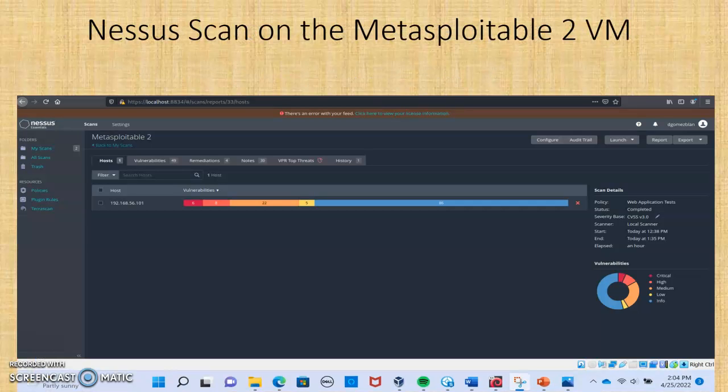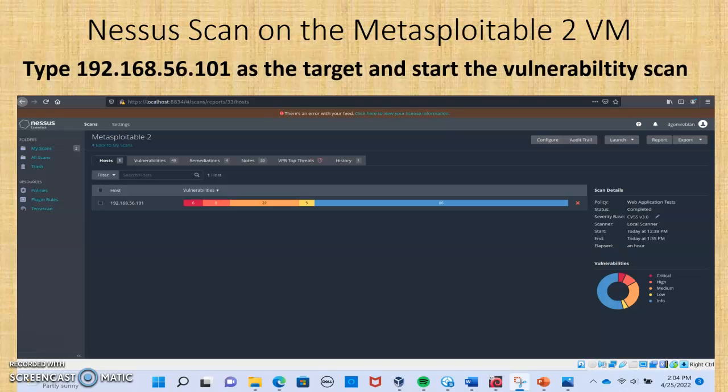Nessus scan is one of my favorite scanners as it is more detailed in the explanation of the vulnerabilities. As you can see, it tells you the vulnerabilities, the remediations, the notes, the top threats, and the history. This will give you more detailed information, and to perform a vulnerability scan, you type the target host and then start the vulnerability scan.